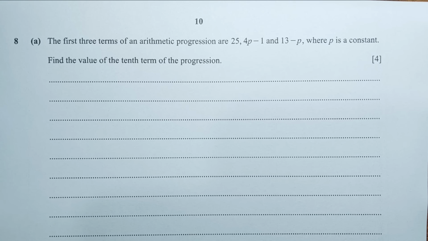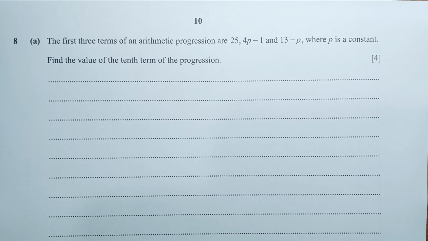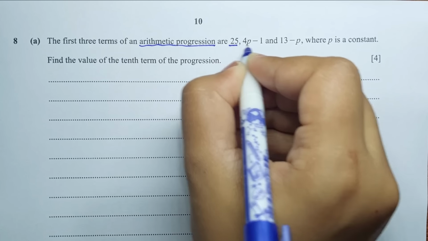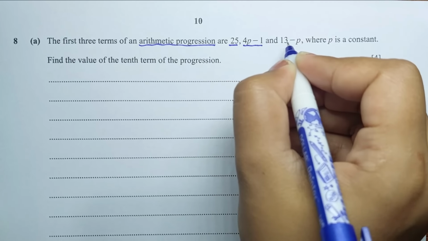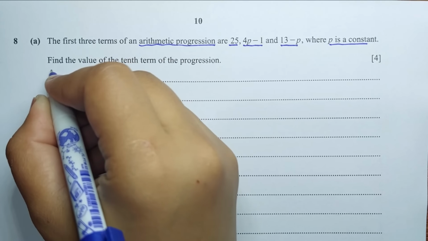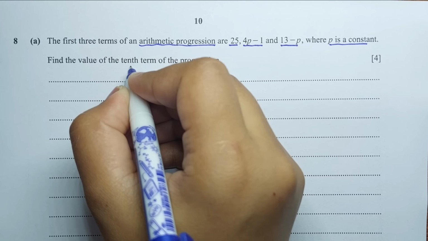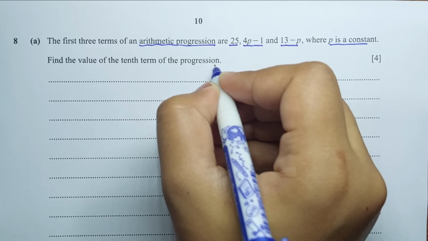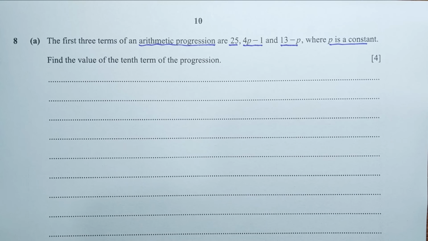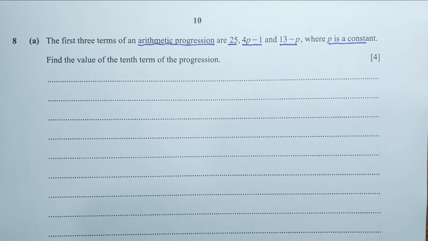Question number 8, part A. The first 3 terms of an arithmetic progression are 25, 4p minus 1 and 13 minus p, where p is a constant. Find the value of the 10th term of the progression. We have to find the value of the 10th term, and it should be in terms of p, I guess.